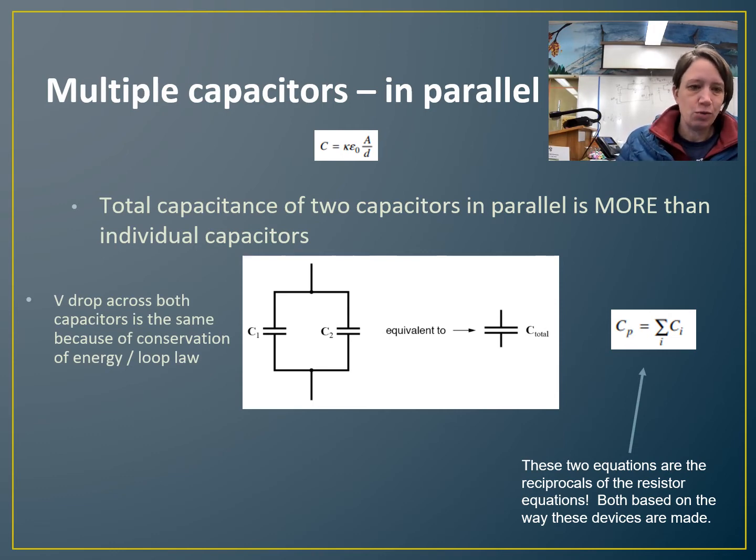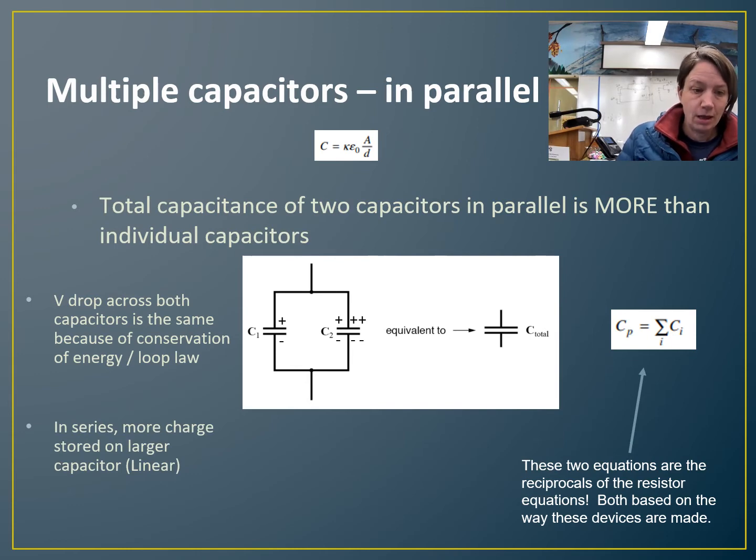Going a little deeper into our parallel capacitors, the voltage drop has to be the same across both of those capacitors connected in parallel due to the loop law, because electrons are going to go one route or the other, and we have to have the same amount of energy regardless of which route we take. And so that means, by that equation we've been talking about on the last slide, if V is the same for both, then we're going to have a linear relationship between Q, the charge stored on the plate, and the capacitance.